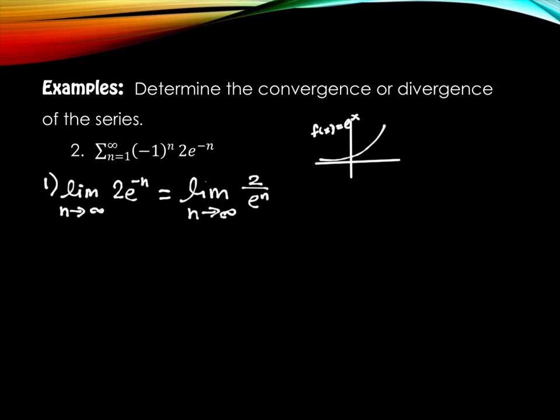What is it doing as n or x goes to infinity? It's going to infinity. And what happens when we have the limit of 2 over something that's becoming infinitely large? That's 0. So this is 0.